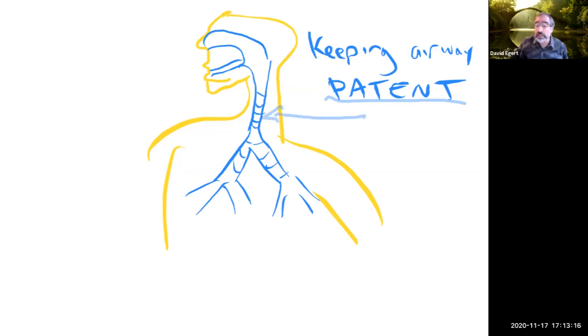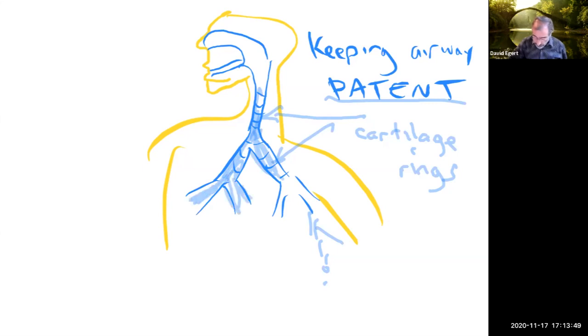There's going to be cartilage rings lining the trachea, lining the bronchi. Until we get to the very smallest bronchioles, then it's just smooth muscle and you no longer need cartilage to hold it open. But for the first parts, like the trachea and the larger air passages, the larger bronchi, you have these cartilage rings that help hold them open.